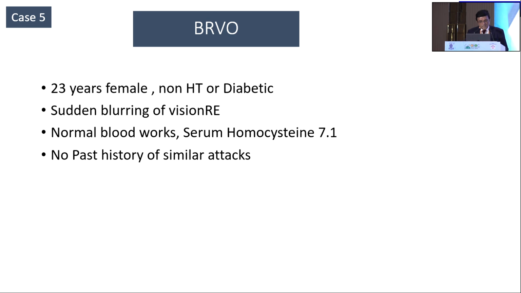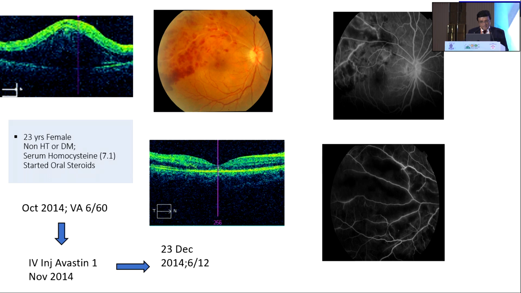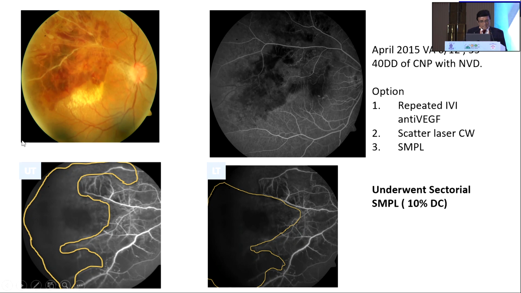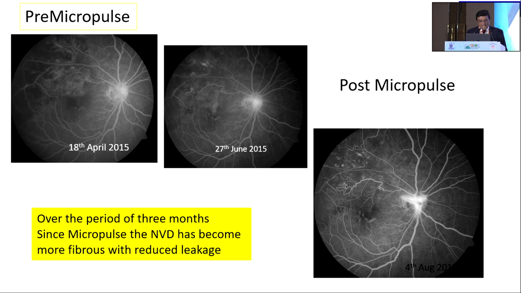This was a 23 year old female, non-diabetic, non-hypertensive, possibly an inflammatory branch retinal vein occlusion with a homocysteine of 7.1, and she received 2 Avastin injections for her macular edema with branch vein occlusion. This is the second injection which she received, and then for some reason she said, I am not willing for a repeat injection of Avastin. And you can see here a large area of capillary non-perfusion, which we treated with a sectorial micropulse laser of 10% duty cycle. These are the sequential angiograms of this patient.